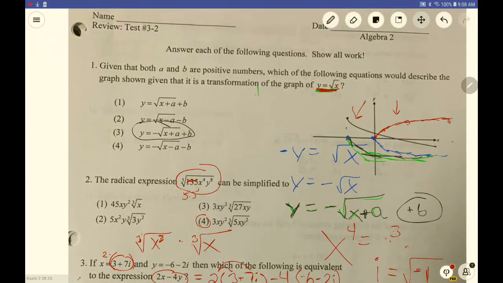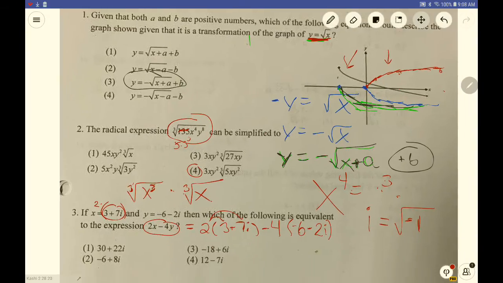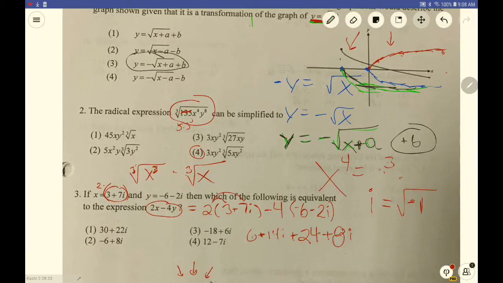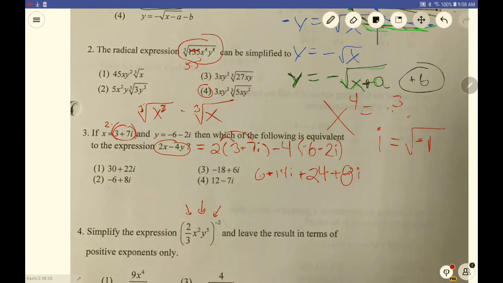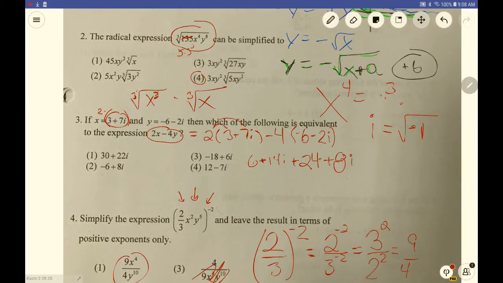Okay. There was transforming that function from the root function y equals square root of x, and you were pretty good with that. Then we worked through the radical expression and simplified it. Then, even though imaginary numbers seemed a little bit strange to you, we could deal with them with normal algebraic operations. Take 2 times what they say x is and subtract 4 times what they say y is.